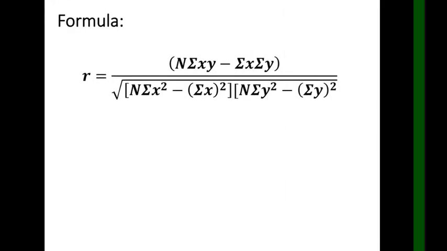Now, the formula for the Pearson r is: n times the summation of xy minus the summation of x times the summation of y, over the square root of [n times the summation of x squared minus the quantity summation of x, squared] times [n times the summation of y squared minus the quantity summation of y, squared]. It may be medyo mahaba ang formula, but it is so easy to solve later. You will see how easy it is to solve.